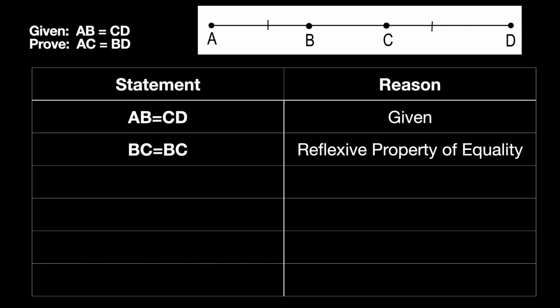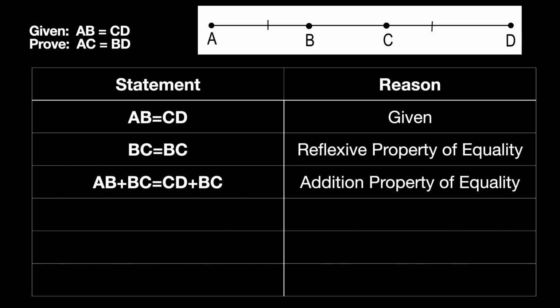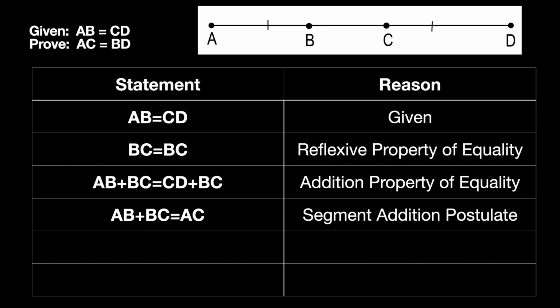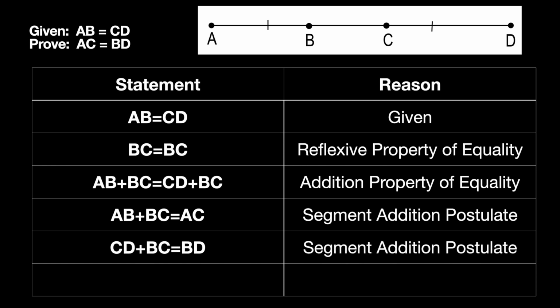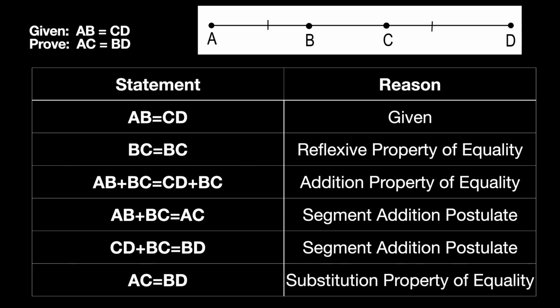BC equals BC, and then we would just add it to both sides. That is the addition property of equality. Now, as we just said, AB plus BC is equal to AC. That's the segment addition postulate. And CD plus BC equals BD. That is also the segment addition postulate. Since AB plus BC is equal to AC, we can replace that. And since CD plus BC is equal to BD, we can also replace that side, meaning AC is equal to BD. And that's the substitution property of equality.